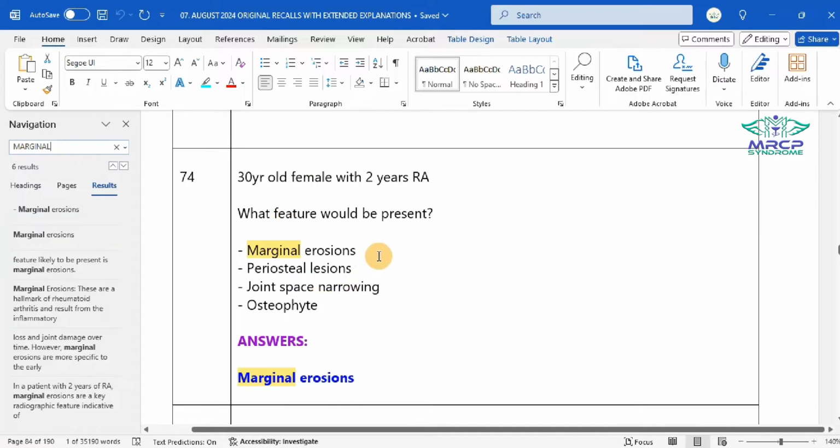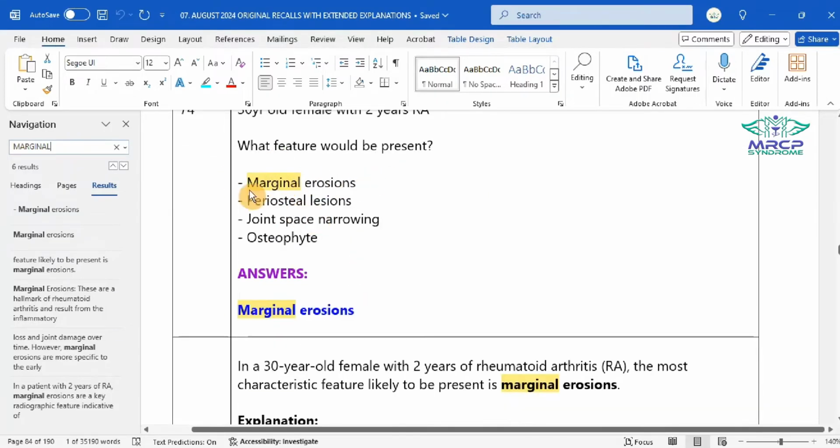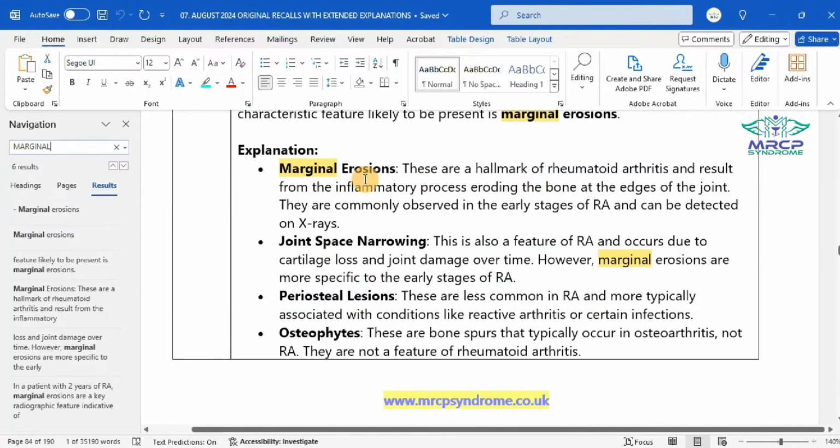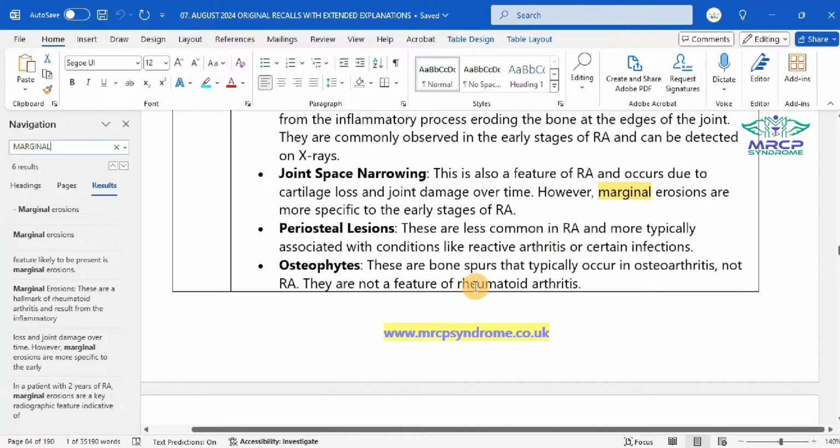They have given which features would be present: marginal erosion, periosteal lesion, joint space narrowing, osteophyte. The answer was marginal erosion. These marginal erosions are the hallmark of rheumatoid arthritis, and they usually result from the inflammatory process eroding the bone at the edge of the joint. They are also commonly observed in the early stages of rheumatoid arthritis and can easily be detected on X-ray. And joint space narrowing and osteophyte are the features of osteoarthritis.